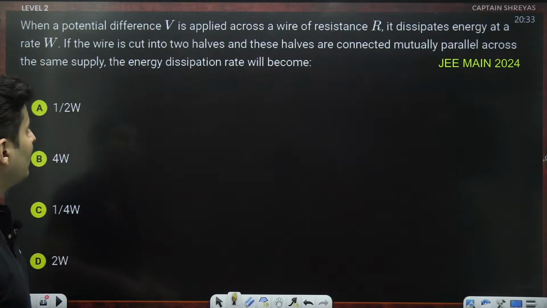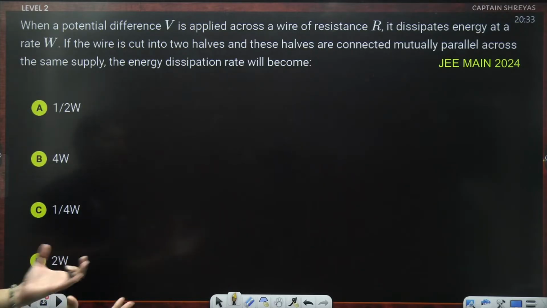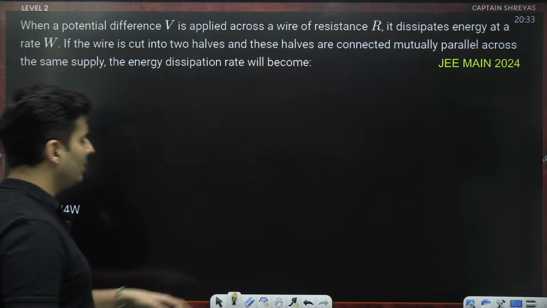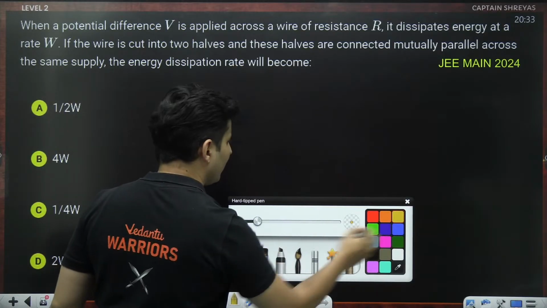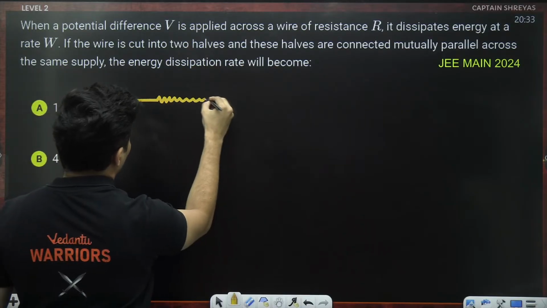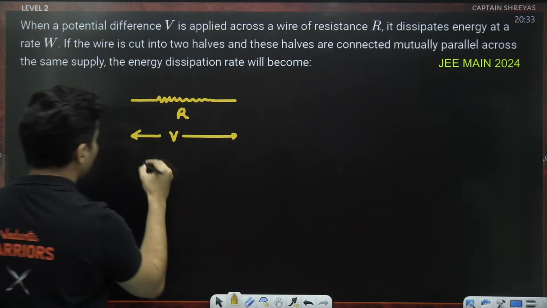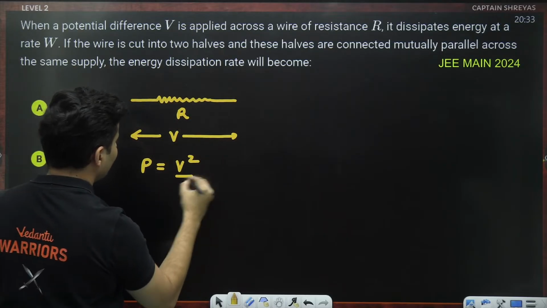When a potential is applied across a resistor, it dissipates some energy at the rate W. If the wire is cut into 2 halves and these halves are connected in parallel with the same supply, the new energy will be how much? Not that difficult at all. See, you have a wire of some resistance R, and if it is connected across this voltage, the power is given by V square by R.